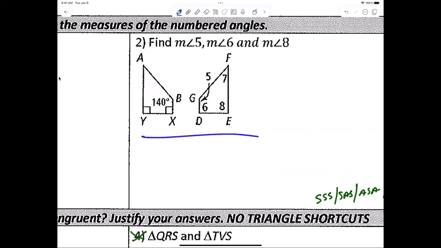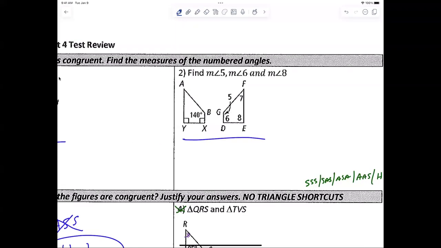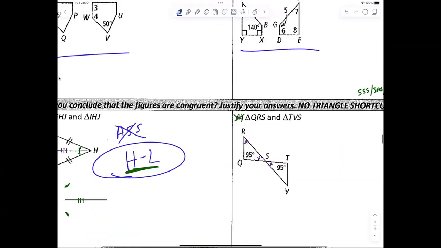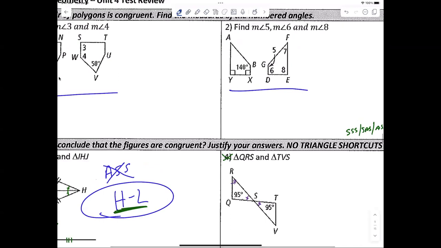So 5, 6, and 8. Angle 5 is how much? 6 is what? And 8. Perfect. What about 7? Yeah, it's 5 and 5, 6. Oh, yeah. Doesn't say 7.